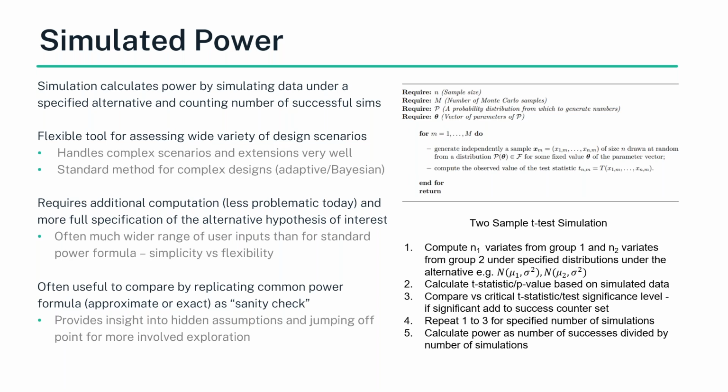So, if you want to talk about simulating for a t-test, for example, you would simulate from say 2 normal distributions: n1, say 100 values with mean 1 and some standard deviation, and then 100 from mean 2. Then you calculate the t-statistic or the p-value. You compare against the critical threshold: is the t-statistic greater than the critical t-statistic, is the p-value less than the test significance level, and if it's significant, add it to the success counter. Repeat this 1,000 times, say 1,000 simulations, and then the power, as I said, is the number of successes divided by the number of simulations.